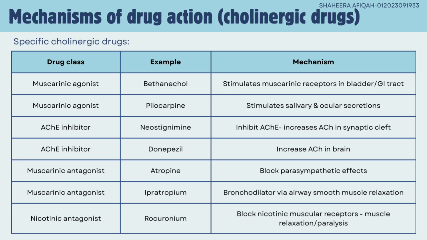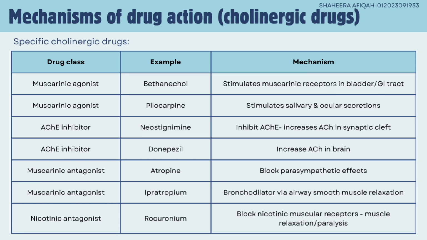This is the example of specific cholinergic drugs. It has the muscarinic agonist, AChE inhibitor, muscarinic antagonist, and nicotinic antagonist. For the muscarinic agonist, we have bethanechol and pilocarpine. As we discussed just now, bethanechol is to stimulate muscarinic receptors in bladder or GI tract. Pilocarpine is to stimulate salivary and ocular secretions.